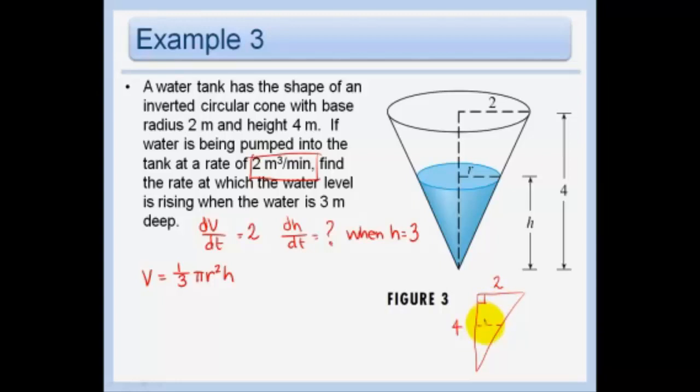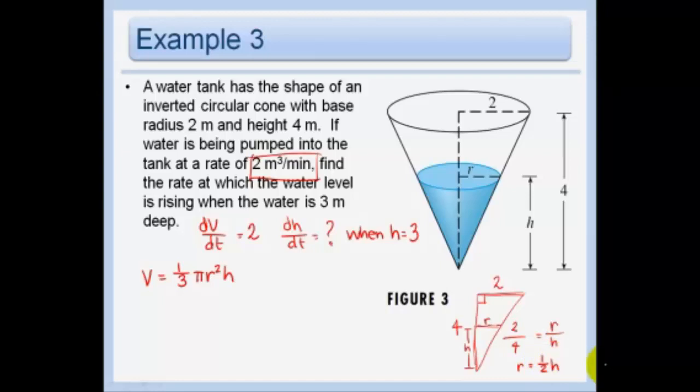When the radius is some r, and the height is some h. We see that we have similar triangles here and here. And so we can set up the proportion big R over big H of the big triangle equals the little r over the little h. In other words, the radius is going to be 1/2 of the height, always.